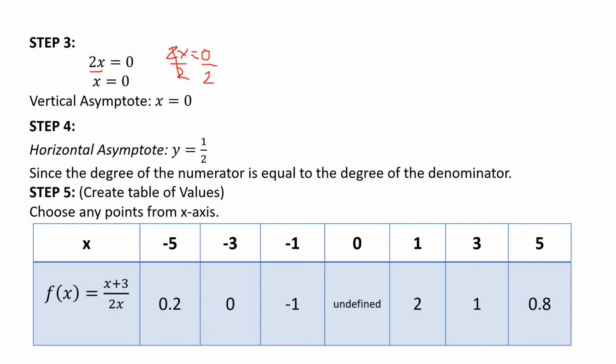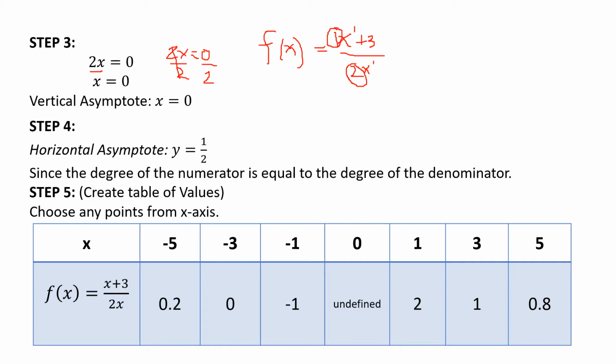Next is to look for the horizontal asymptote. Let's go back. Our given function is f of x equals x plus 3 all over 2x. We look at the degree of the exponent of the numerator and the denominator. Since they have equal degree, we can copy the coefficients 1 and 2 as our horizontal asymptote. So our horizontal asymptote here is y equals 1/2, since the degree of the numerator is equal to the degree of the denominator.